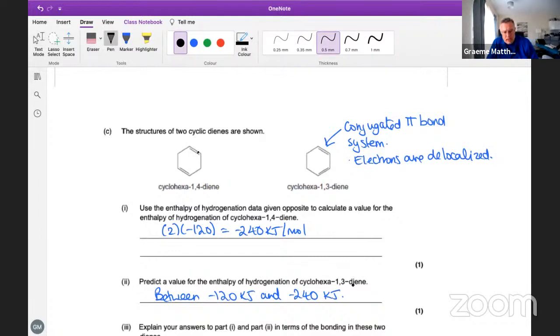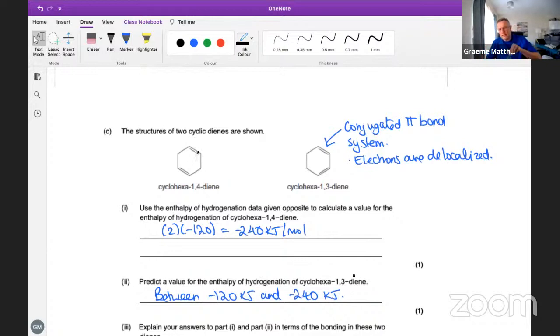And then the next one down, it says predict the value for the enthalpy of hydrogenation of cyclohexa-1,3-diene. Now, a little bit tricky. The reason why I put this one in is because some students would think it's the same thing, right? So therefore it's 2 of these pi bonds, so 2 times minus 120 is minus 240. No, because look at the distance between the bonds.